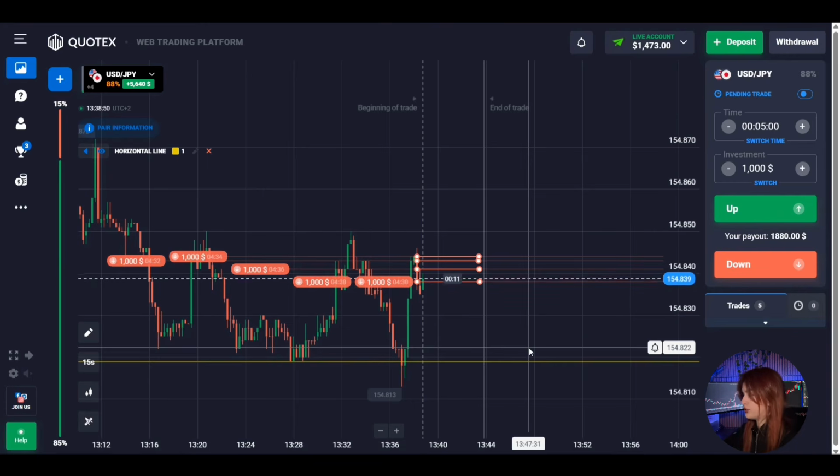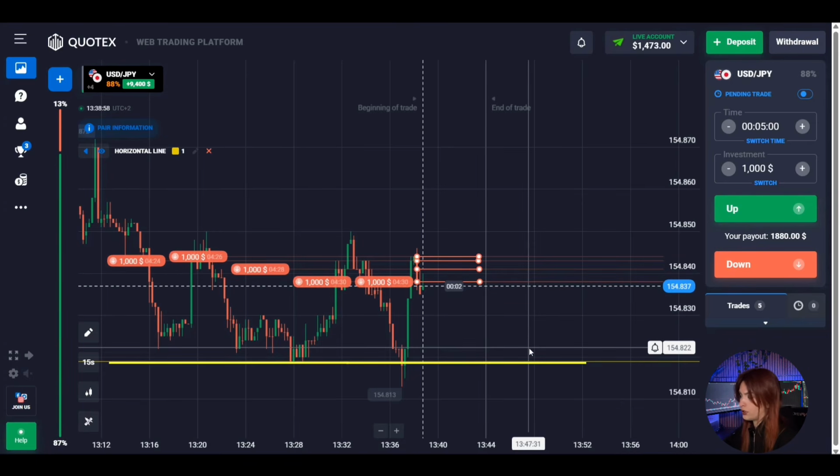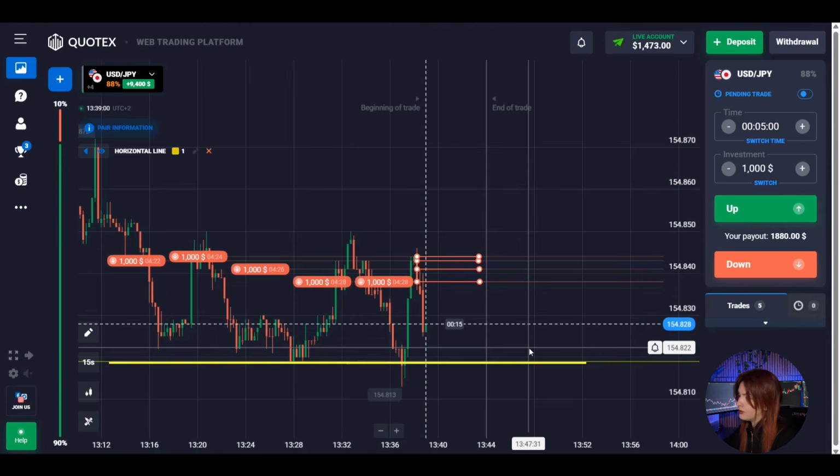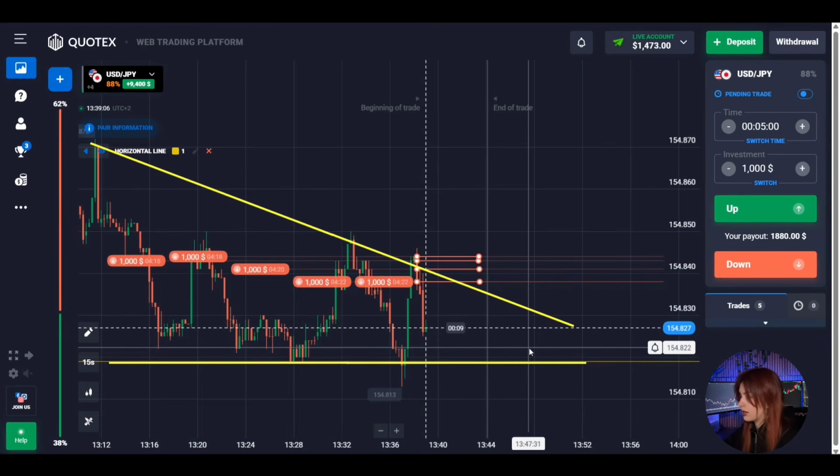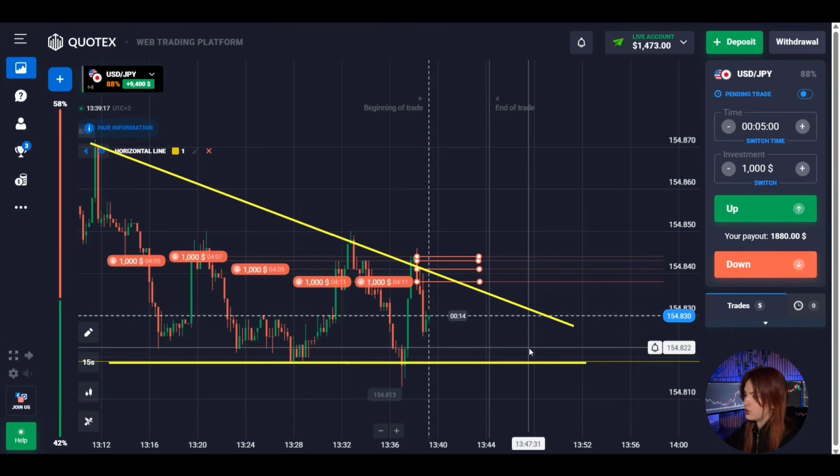This trading situation reminds me of the technical analysis figure of a descending triangle. This is when the price lows are formed at a horizontal level and price highs are formed along a downtrend line. This is how the technical analysis figure of the descending triangle is formed. Guys, as you understand, the price is pushing off from the downtrend line and moving down.